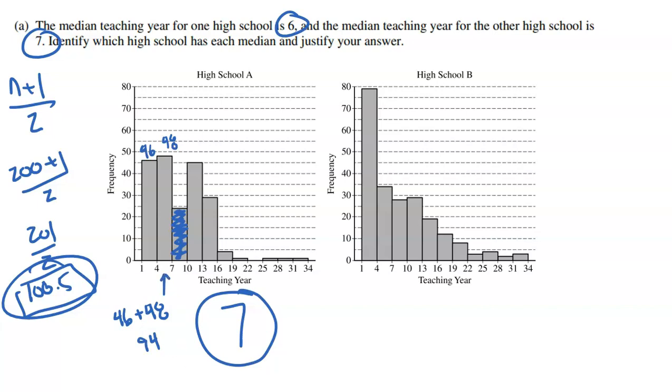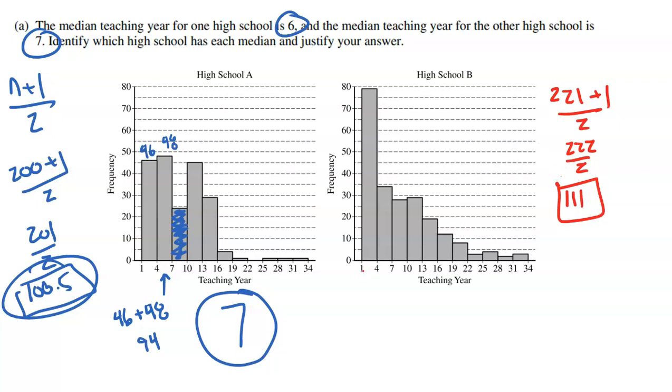Now let's actually prove that the median for school B could also be that 6, just to make sure. That's also pretty obvious. If we determine that school A is the 7, then school B has to be the 6, but let's still make sure we show it. Now they had 221 teachers, and we're going to add 1 and divide by 2. This gets me 222 divided by 2, 111. Again, the median is not 111, it's the 111th value.